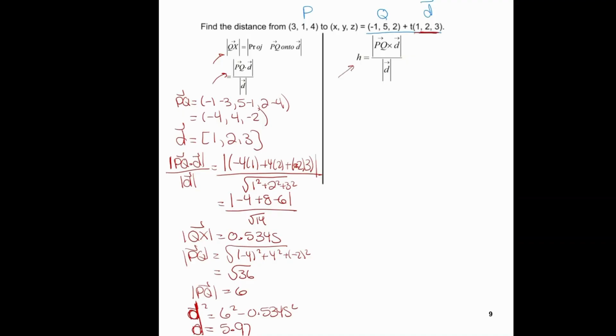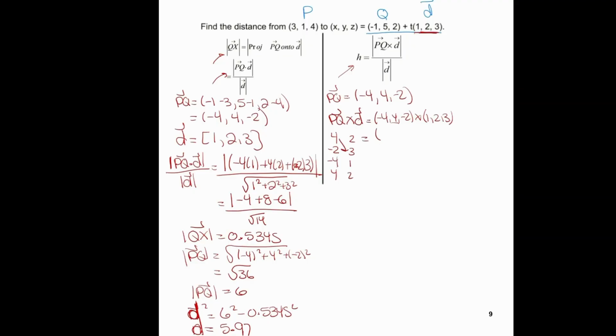Let's try it by thinking of it as a parallelogram and finding that height instead. Well, we still need PQ. We've already figured it out. It hasn't changed since the other side of the page. So -4, 4, -2 is our value for PQ. Now this time I'm crossing PQ with D. So PQ crossed with D: our PQ is -4, 4, -2, crossed with our D, which is 1, 2, 3. Remember, I'm going to start in the middle.